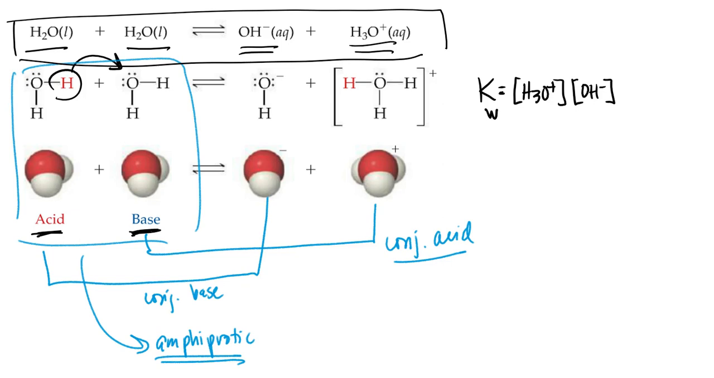Since this applies to the autoionization of water, this particular equilibrium constant has a special designation. We call it Kw. And what it allows us to do is actually calculate either the hydronium ion concentration or the hydroxide ion concentration, provided we know the value of Kw. And as it turns out, at 25 degrees Celsius, the value of Kw is simply 1.0 times 10 to the negative 14th. And so we can use that relationship to actually run calculations.